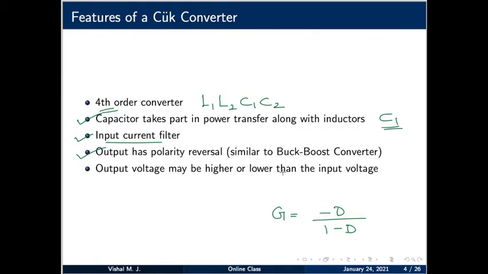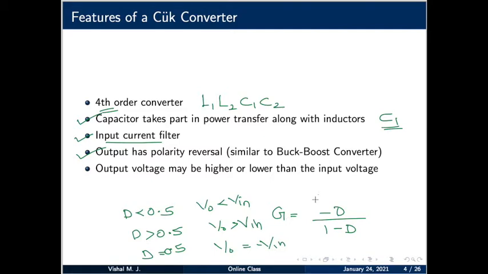The output voltage may be higher or lower than the input voltage, as already discussed in the buck-boost converter. When D is less than 0.5, the output voltage will be less than the input voltage, and when D is more than 0.5, the output voltage will be more than the input voltage. When D is equal to 0.5, the output voltage will be equal to the input voltage with a negative polarity. So this is a versatile converter: you can get a voltage less than, equal to, or more than the input voltage. The only flip side is the polarity reversal, but the advantage is that you have an input current filter. And this is a fourth order converter.